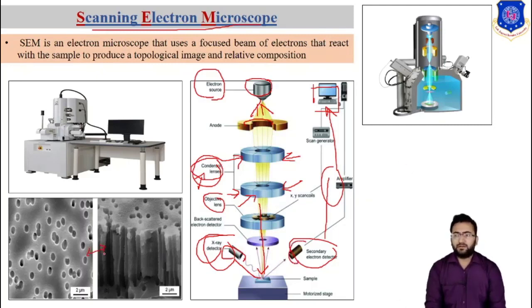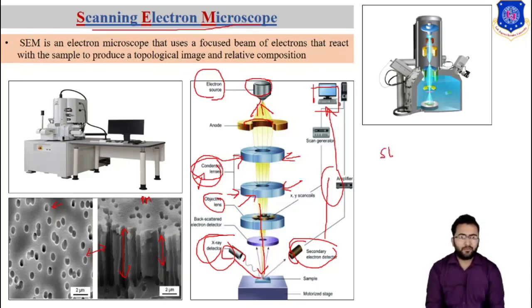So this is one SEM image of the polyamide membrane, where we can clearly see the pores of the membrane. This is a cross section of the membrane, where we can clearly see cylindrical pores throughout the membrane. So what is the basic difference between SEM and TEM?